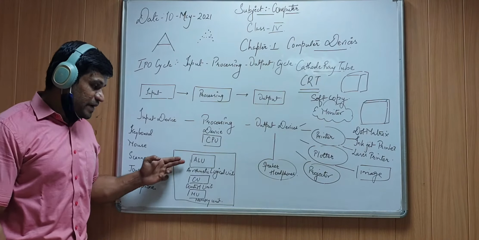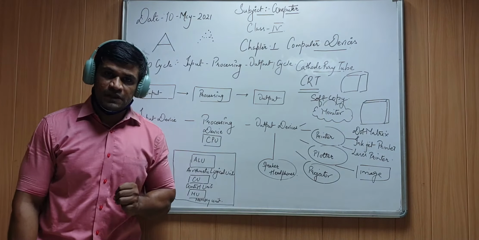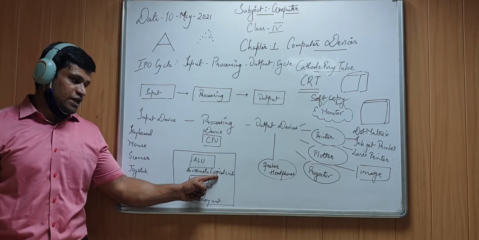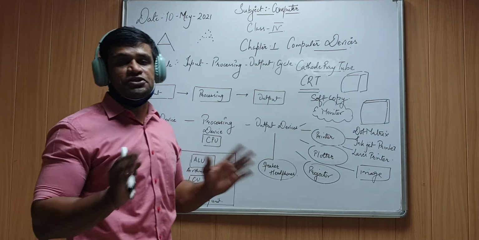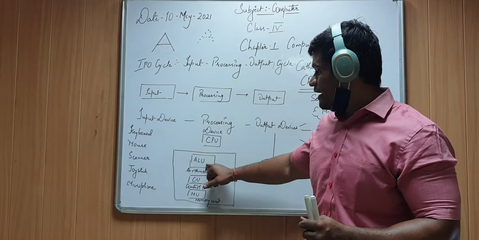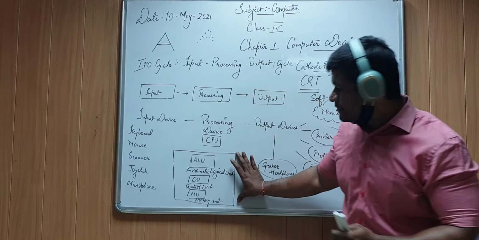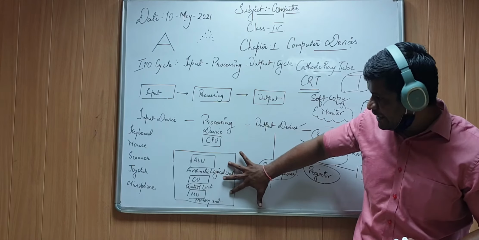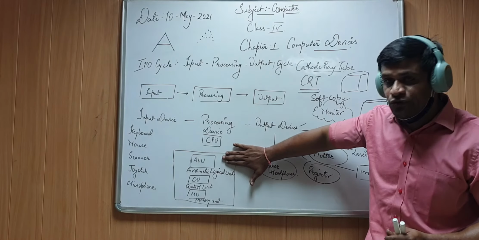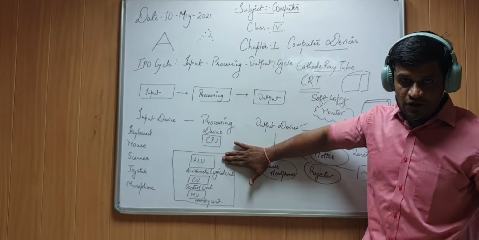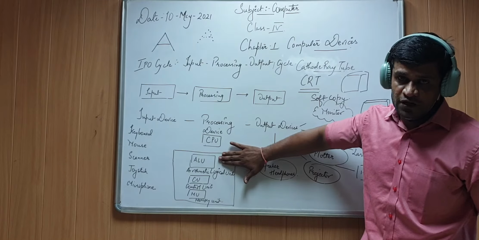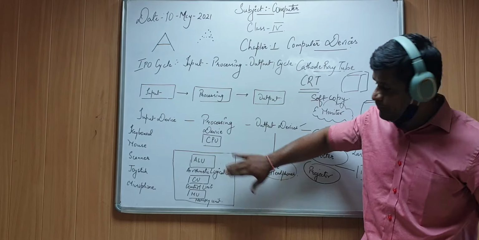Now we will come back to the next, that is the processing device, CPU. The processing device is divided into three parts. The first is ALU, that is arithmetic logical unit. All the calculation work, all the comparison work is done by using ALU. This is the CPU box, and it is divided into three parts on the basis of their work. So ALU works for the processing work. ALU does all the calculation and comparison work.